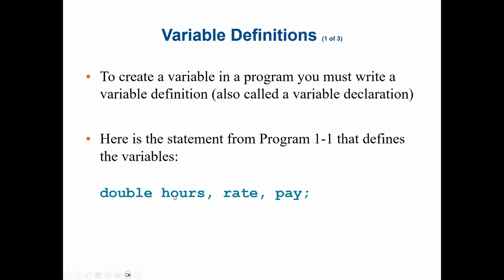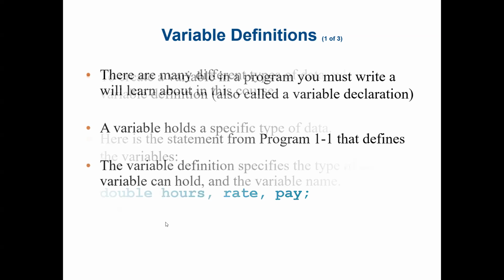So for example, for hours, we can store a double. Double means it's a decimal value. We also have int, which means it has to be a whole number. We also have a string, which has to be in double quotation marks, and it can be one character, symbol, digits, or nothing, but it has to be in double quotation marks. And we shall discuss all this in our future lectures.